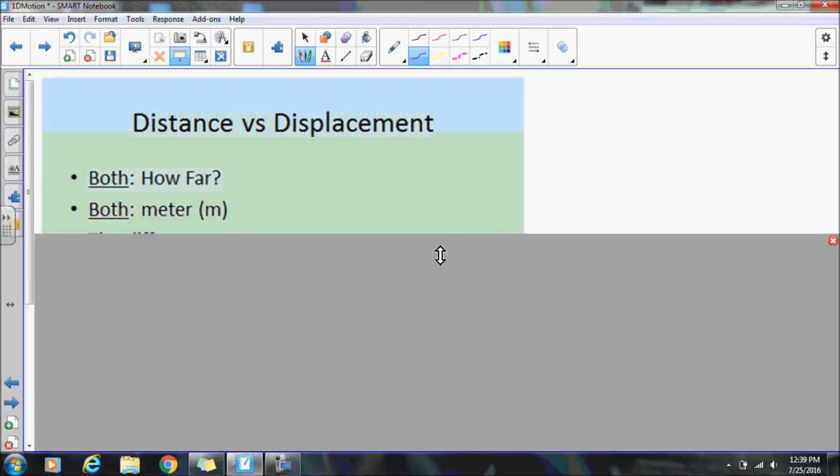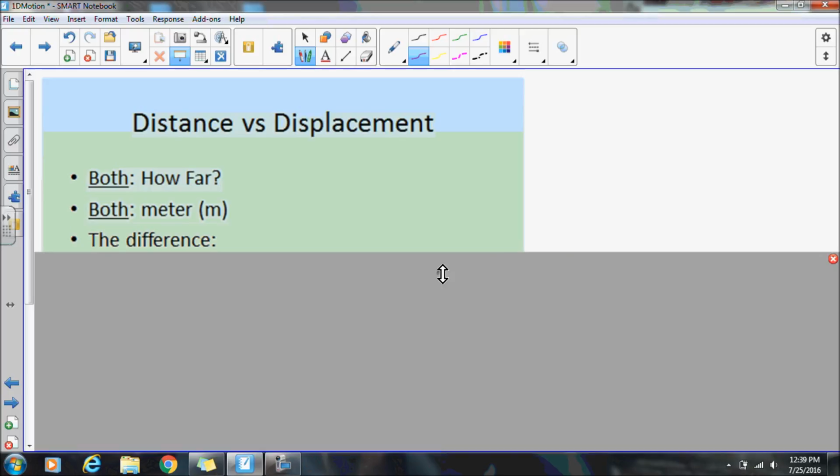The other similarity is they are both measured in units using meters. So distance and displacement will be measured in meters, kilometers, centimeters, millimeters. If you want to go into standard units, miles, feet, inches, things like that. They both have the same unit.